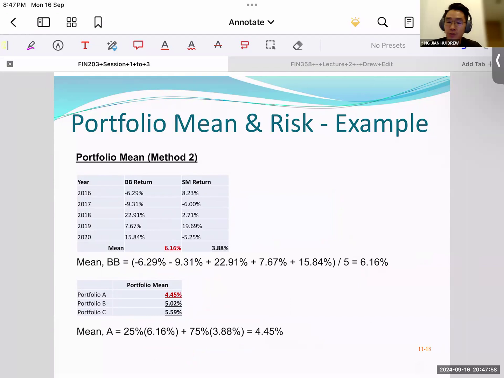Okay, so that's all for method one, statistical method. Now, let's look at the finance method, which is actually more commonly used in finance, right? Again, I mentioned you need to know both methods.